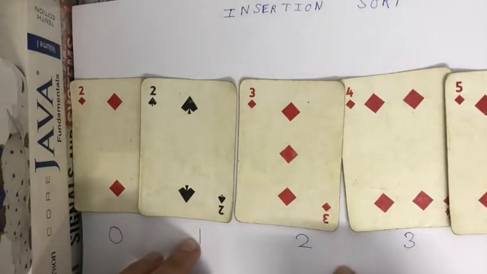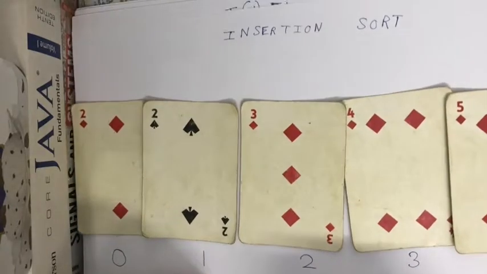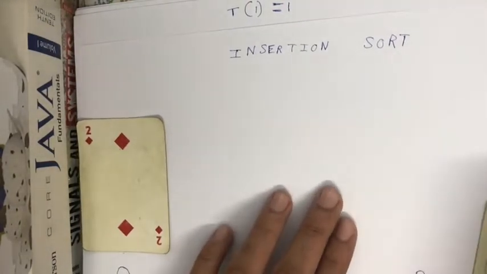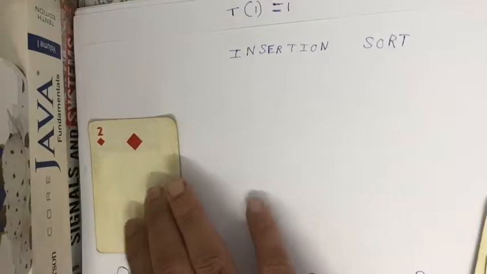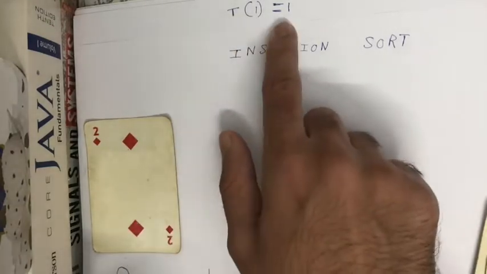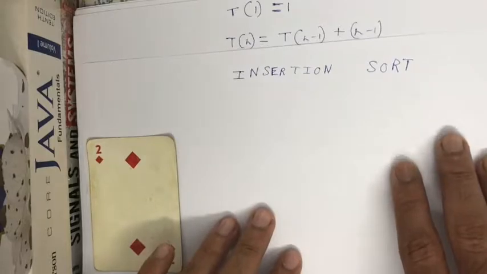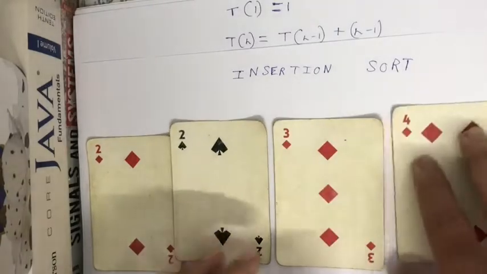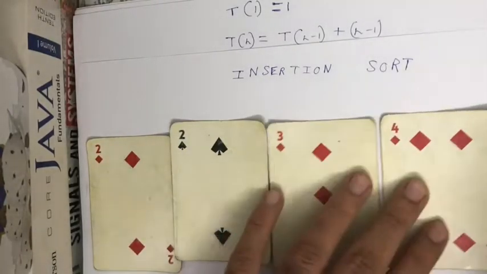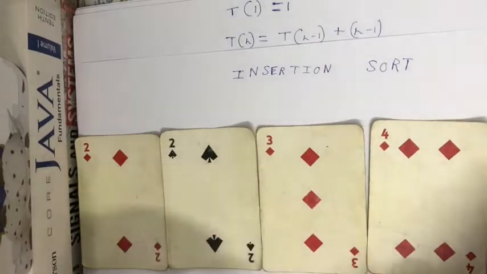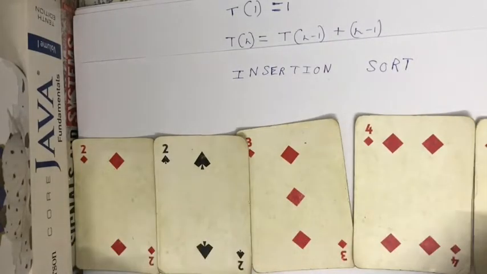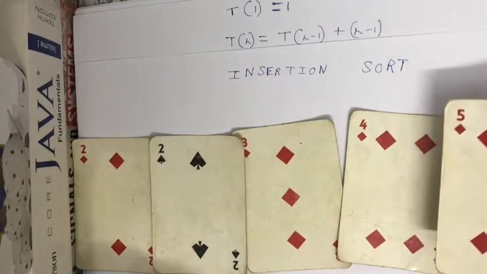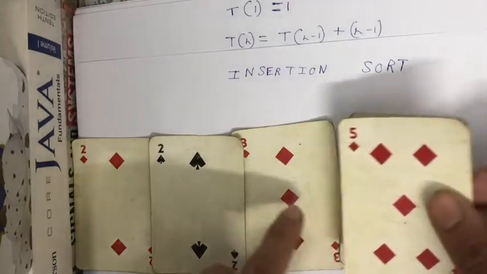Now we come to the complexity of the insertion sort. If we have only one element in the array, then since this array is already sorted, T of 1 is equal to 1. Now for any T of n, where n is 5 over here, T of n is equal to T of n minus 1 plus n minus 1, because for the final element, you will be comparing it to all n minus 1 elements.